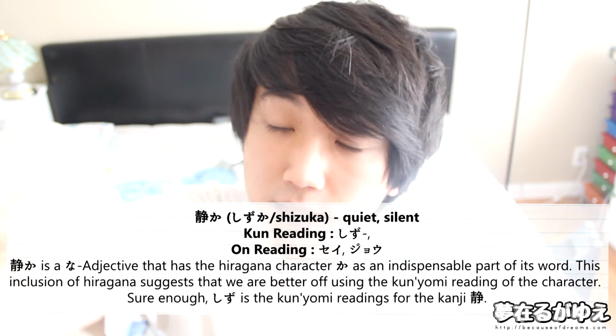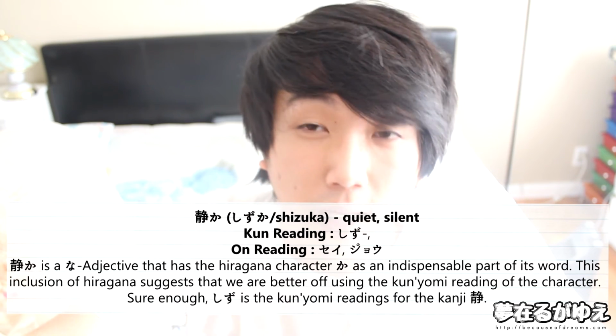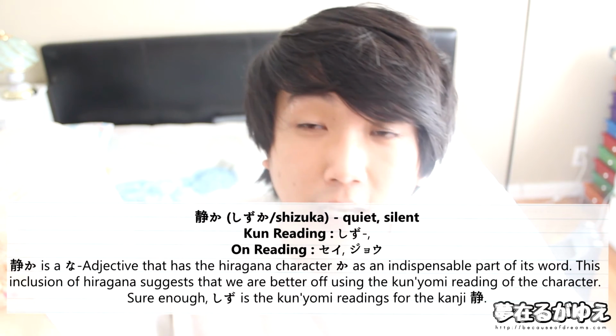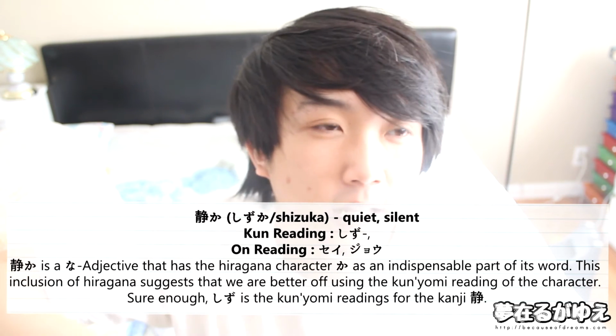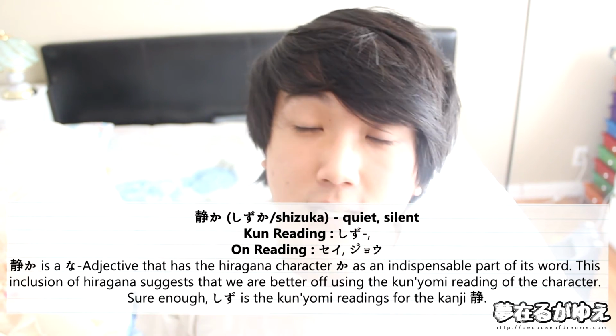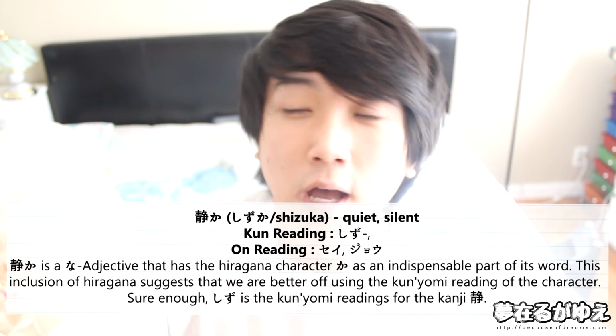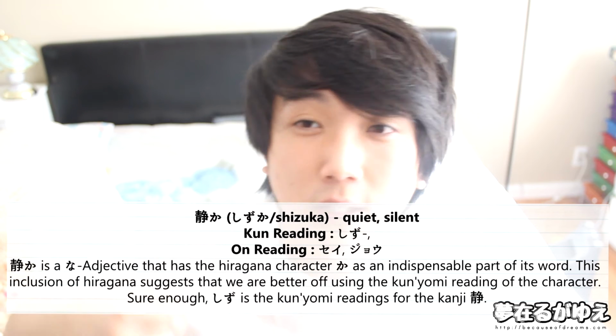Now let's take a look at a na adjective that actually has some hiragana in it, and we'll use the na adjective shizuka, which means quiet or silent. So we have shizuka, and it's a kanji character, and right after it has the character ka, and that's hiragana. So we see hiragana, and we go, it's probably safer to read this with the kunyomi reading.